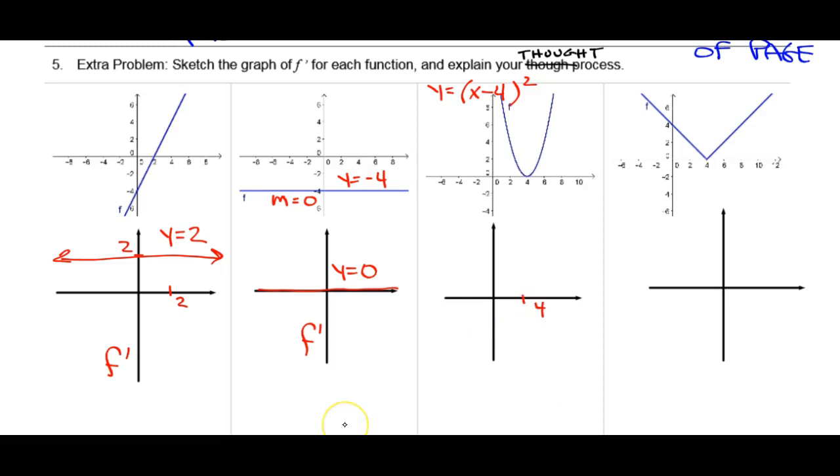Thoughts? If we think about the behavior of this function, and I'm right here, is my slope positive? Slope of the tangent line, is it positive? Is it negative? Is it big? Is it small? It's negative, and it's a large number because that's steep. So it's a big negative number.